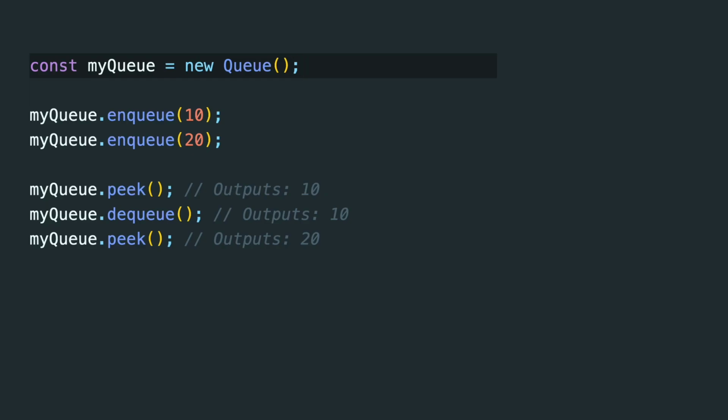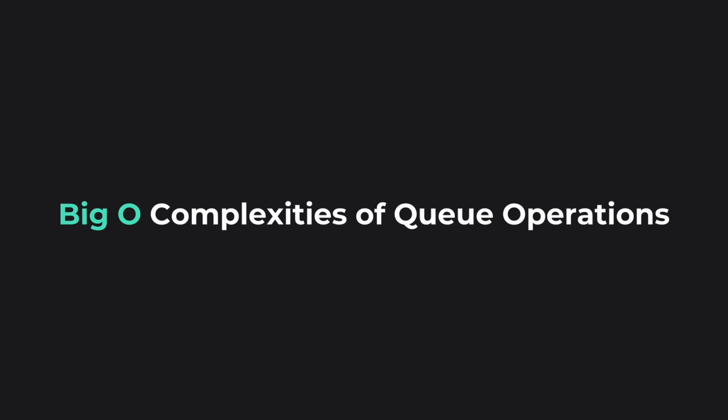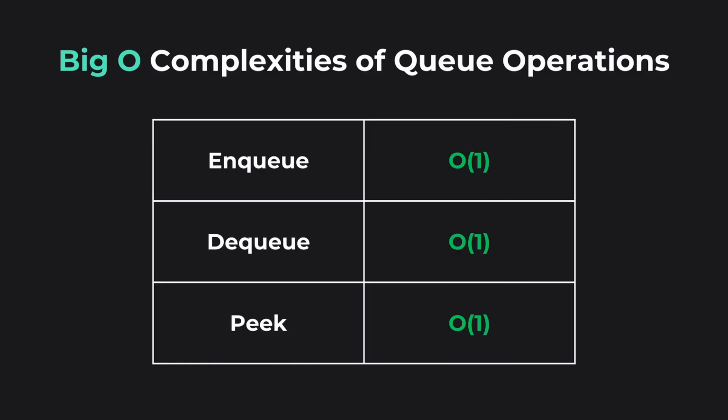Queues support primary operations like enqueue, which is adding to the back, dequeue, which is removing from the front, and peek, which is looking at the front item. These operations are super fast, each with a time complexity of O of 1.